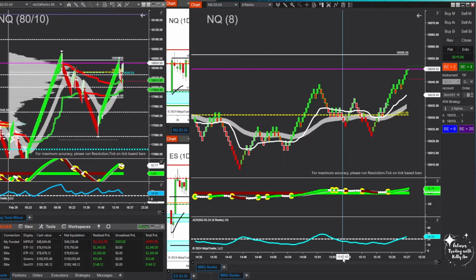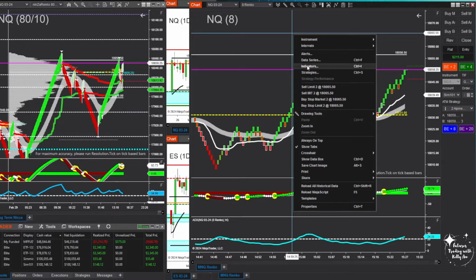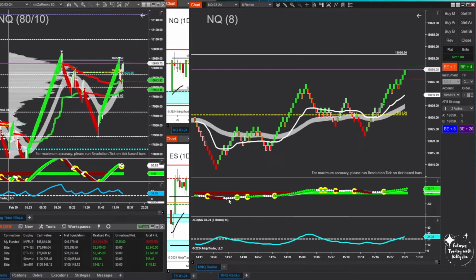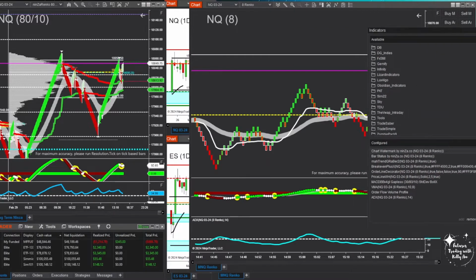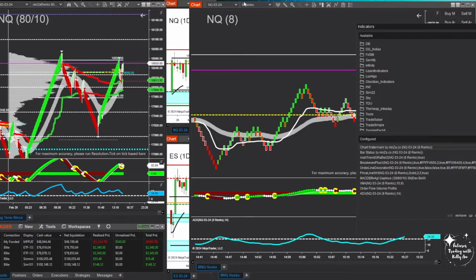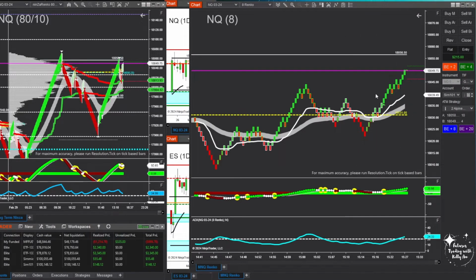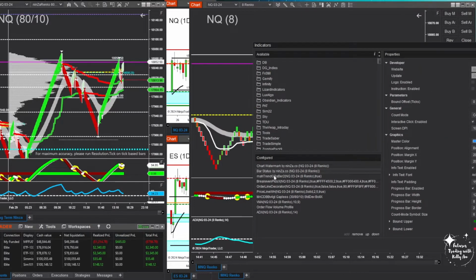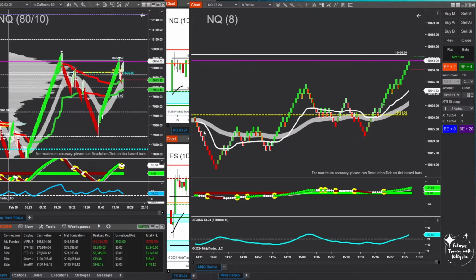I don't have many indicators on here. I've got the chart watermark, which just tells you what instrument you're on and what time frame you're on. That's this here. The bar status by Renko is this here. These two lines tell you when the next green brick prints when they get to that price, and the red brick will print when it gets to that price. And you'll be able to see it. I can't move it over, but it tells you the price. The MA trend grabber is a whole indicator system. That's what this white ribbon is here, this grayed out area.